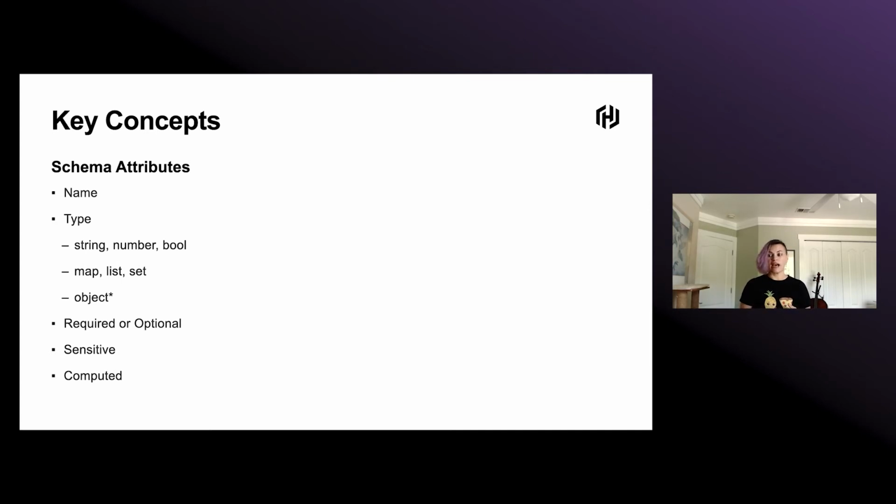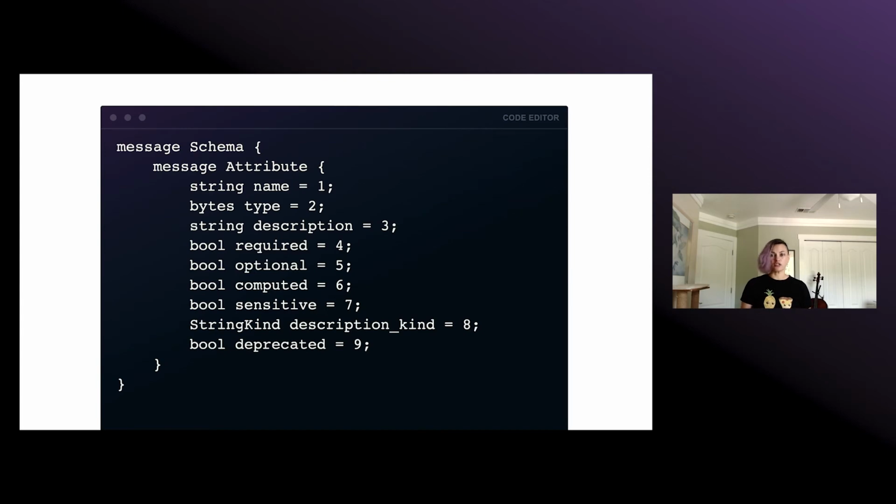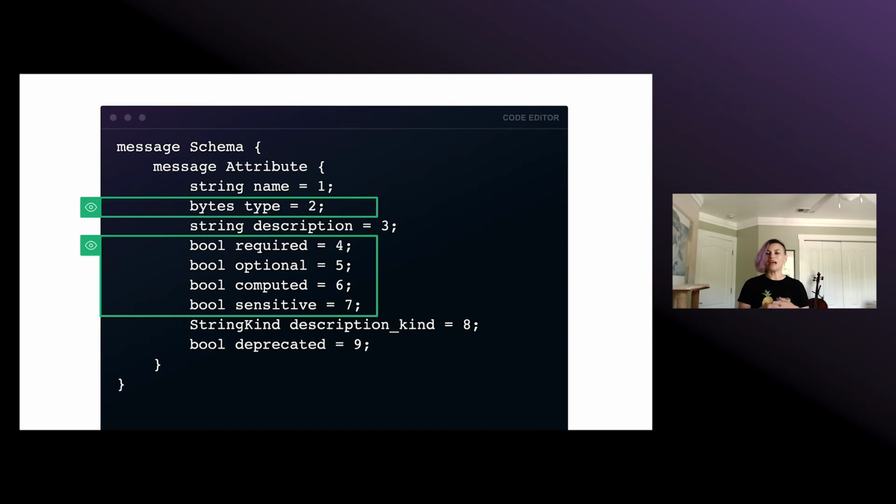Now, if I'm looking at an attribute in the schema, again, the interesting information I would like you to notice, we've got the type, as I've said, and then we have all those flags: required, optional, computed, sensitive. Depending on which of those flags are turned on and off will determine a lot of the behavior of the resource being defined here.